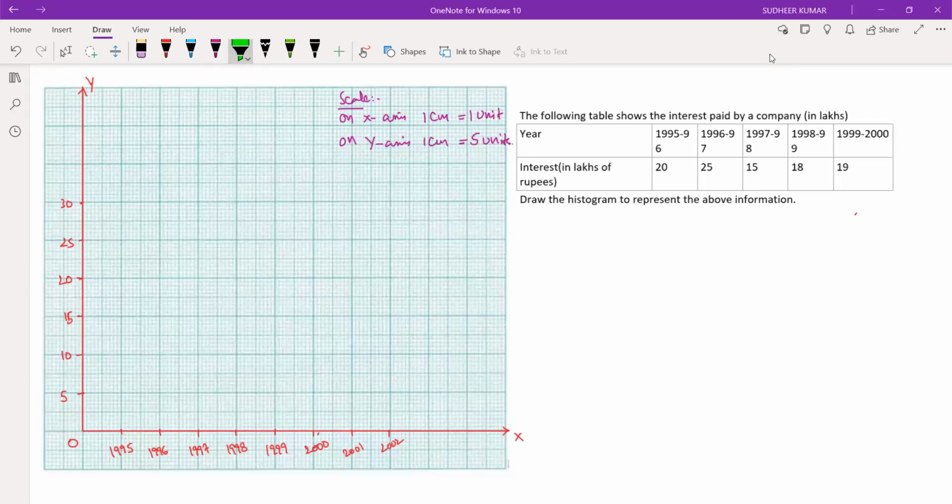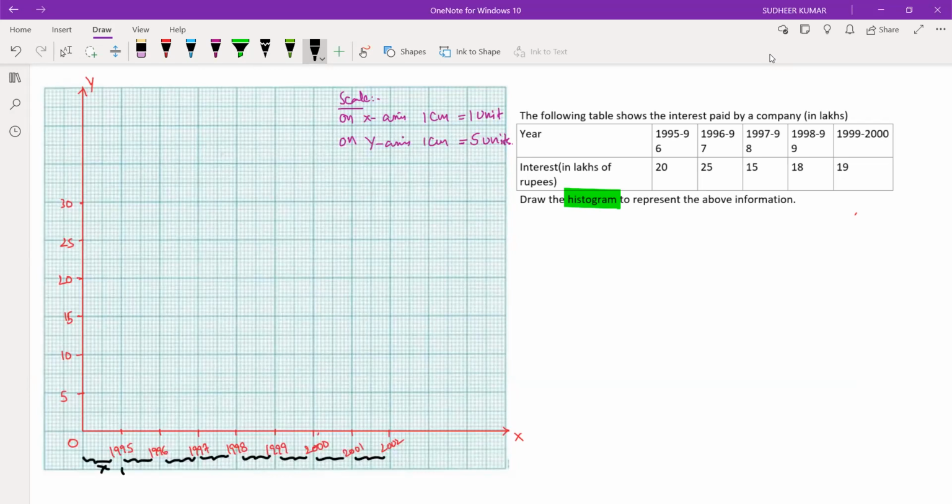Now we are going to draw the histogram of the given information. Let's use this graph sheet. And if you observe this, as you know, the distance between two thick lines is 1 centimeter. So it should have the same width, right? But when it comes to the first one, this is 0 to 1995. It is not the same.